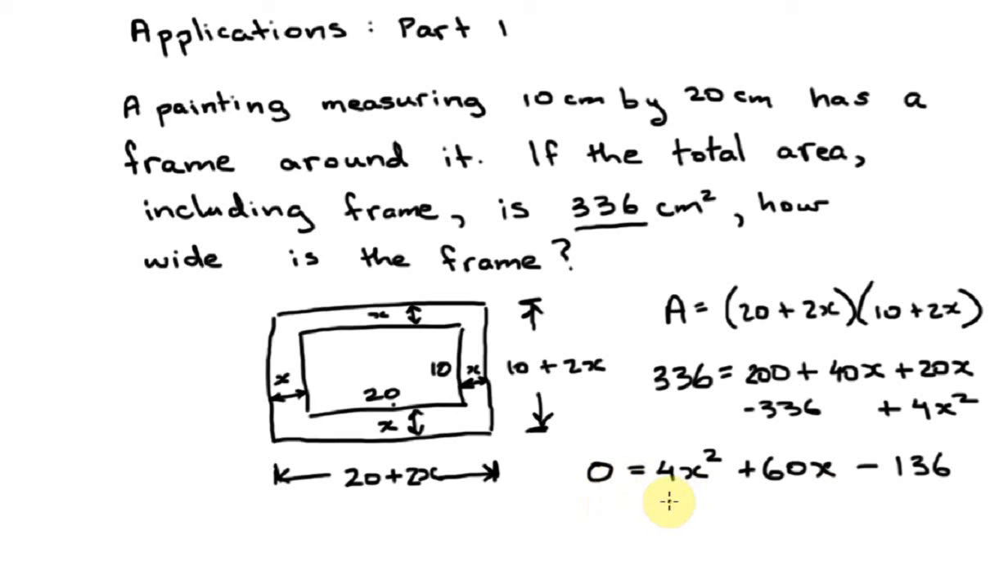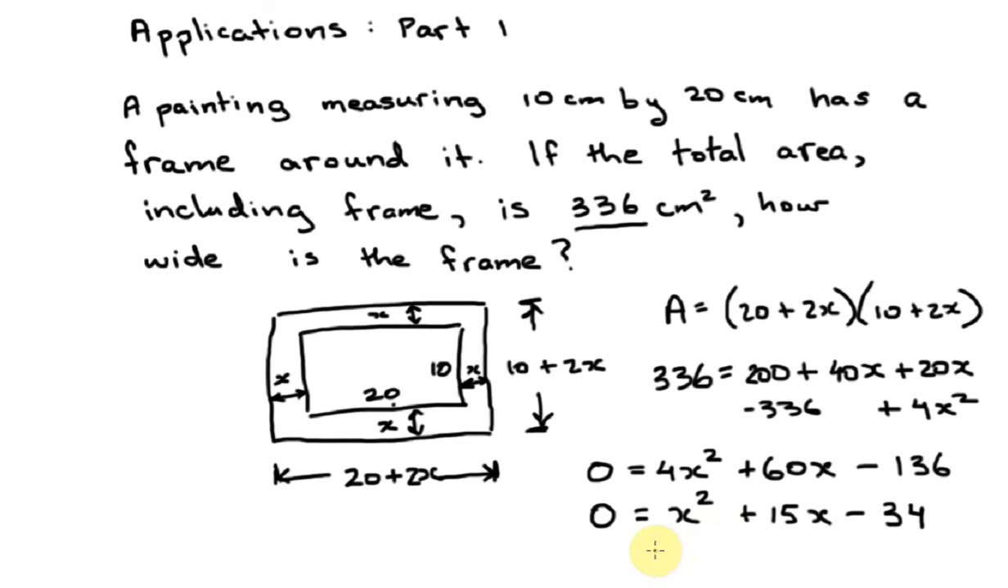I could jump right in and use the quadratic formula if I wanted to, but I can see all of these terms are divisible by 4. And that really makes life a lot easier. If I divide everything by 4, this is just going to be x squared. 60 divided by 4 is 15x. And over here, 136 divided by 4 is 34. And of course, 0 divided by 4 is still 0. So it's a much easier equation to work with. Smaller numbers make life a little easier.